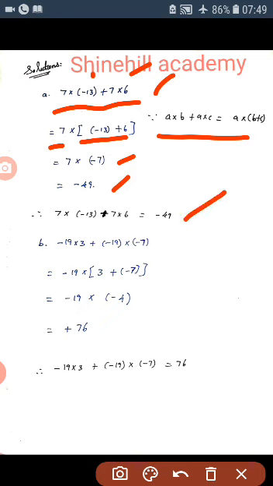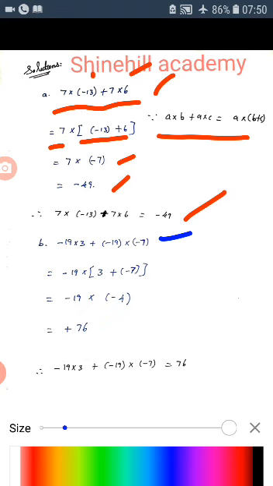Minus 49. You can compare to see which number is common to both terms; it can be 7 or any one number. Next, go to the B question.